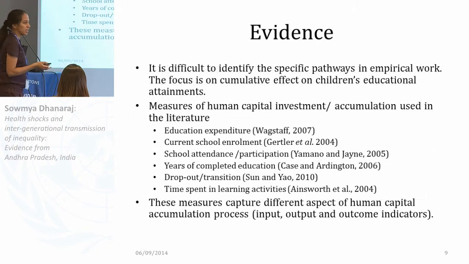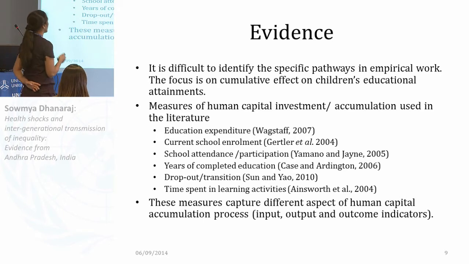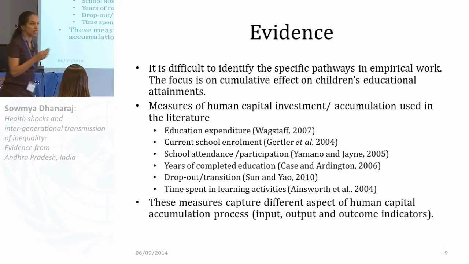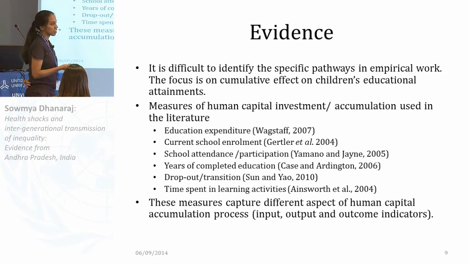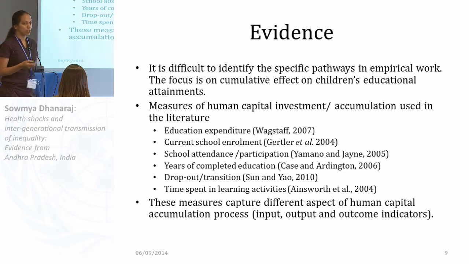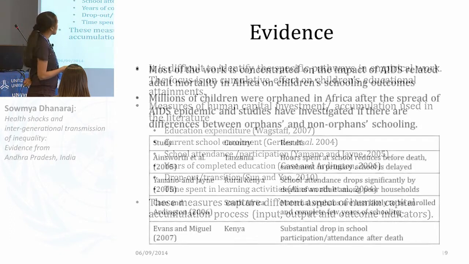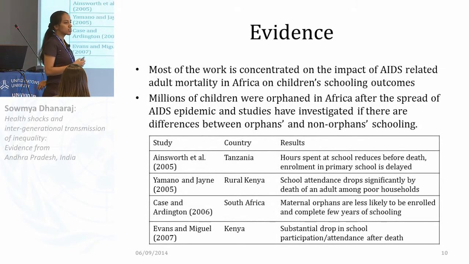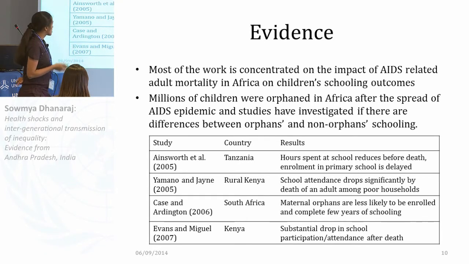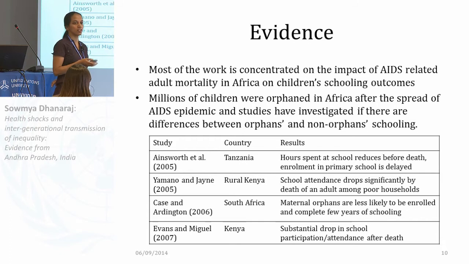Now, coming to the empirical evidence, it is not possible to identify the specific pathways in an empirical framework. So the focus has always been on the cumulative effect on the children's educational attainment. Also, there are different measures of human capital accumulation used in the literature, and these capture input, output, and outcome indicators. Much of the empirical work is concentrated in Africa. This is because after the spread of the AIDS epidemic, millions of children were orphaned in Africa. So the studies have investigated if there are significant differences in schooling between the orphans and the non-orphans.